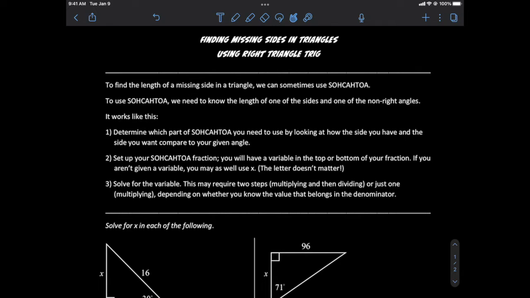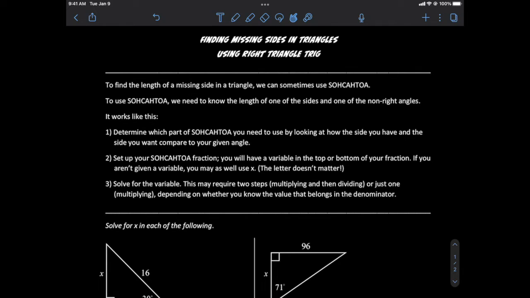Now, in these types of problems, you're going to be given an angle and you're going to be given two sides. One of the sides you're going to have a numerical value for, and the other one you're just not going to know. It's either going to be x or it's going to be some specified side. Your first job is to figure out how those two sides relate to your angle. Do you have one side that's the opposite and the other one that's the hypotenuse? That sounds a lot like sine. Do you have the adjacent and the hypotenuse? Well, that sounds like cosine. And then, of course, if you have the opposite and the adjacent, you'll be talking about tangent.